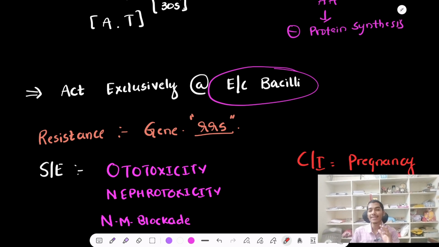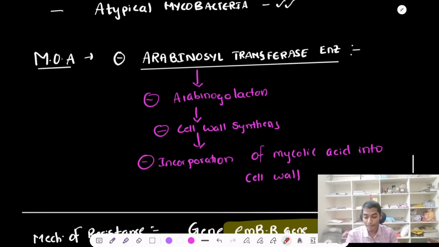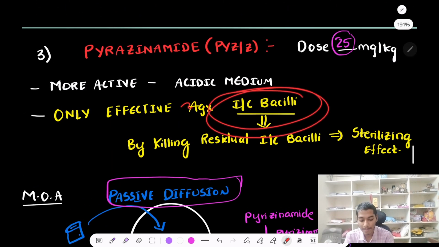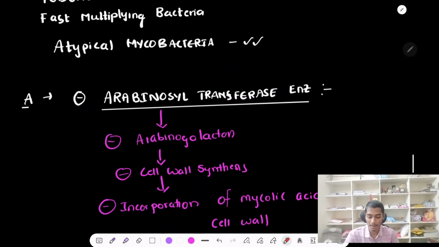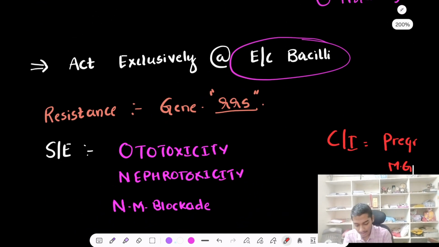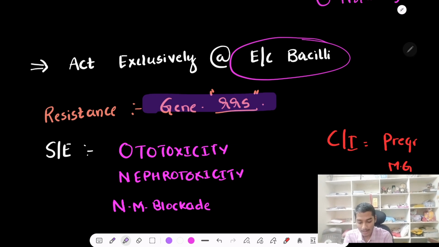So it acts exclusively at extracellular bacilli. What acts exclusively at intracellular bacilli? Yes, we have discussed it previously: the pyrazinamide acts exclusively on the intracellular bacilli. It's very important to remember. For extracellular bacilli, we have streptomycin, and the gene responsible for resistance is the rrs gene.